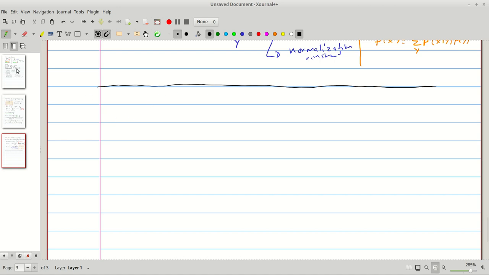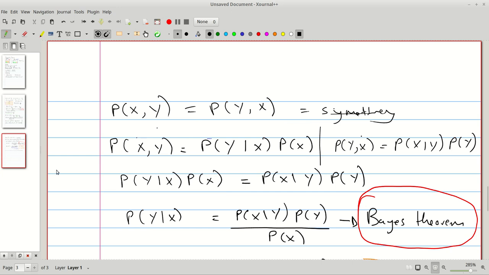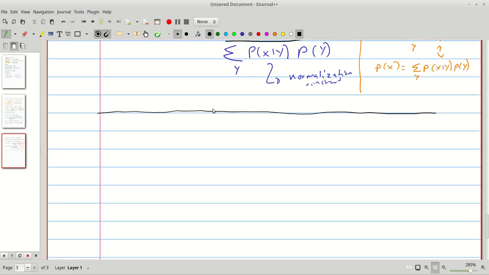So we're going back to this example here, where we're dealing with the boxes and the apples and the oranges. Having said that, we're now solving our example using these rules that we derived. The probability of choosing a red box is 4 over 10, and the probability of choosing a blue box is 6 over 10. We just assume that we know these values. Now, let's look at the other probabilities.